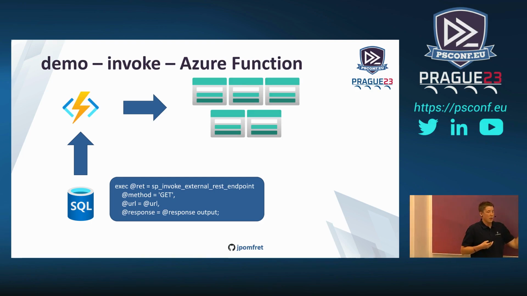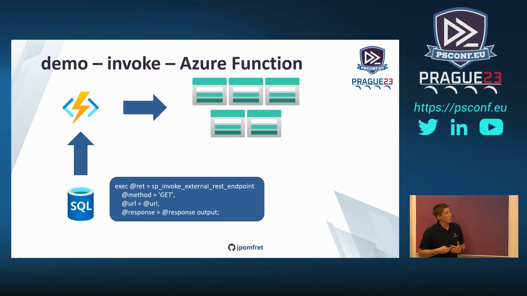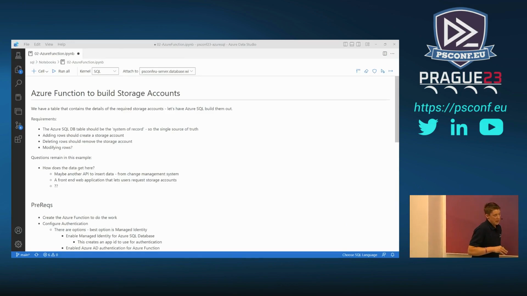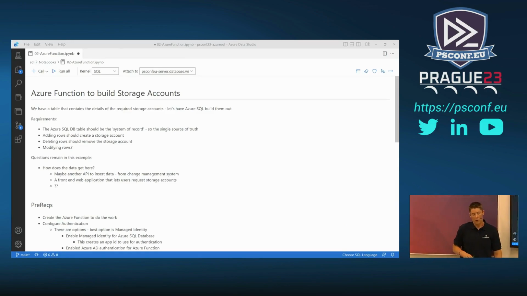Databases was my original example, but it takes a little longer to provision. Storage accounts, you can just quickly create them and kill them off, right? So the idea here is that I will insert a row, or I'll have a row of a storage account I want to create, and I can call a function that will do the work. So let's pop back into Azure Data Studio, and we've got a notebook to walk through.